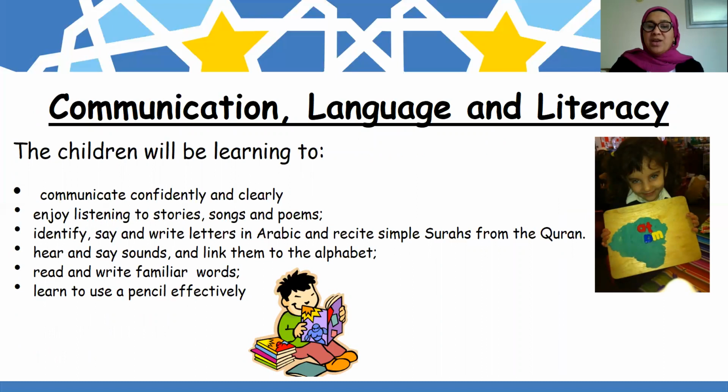In the prime area, communication, language, and literacy, the children will be learning to communicate confidently and clearly. They will enjoy listening to stories, songs, and poems, and this might be in English, their own language, or even in Arabic. They identify, say, and write letters in Arabic and recite simple surahs from the Quran. Phonics is a very important part of communication, language, and literacy. They will learn to read and write familiar words, and they'll also learn to be able to communicate their thoughts through writing.